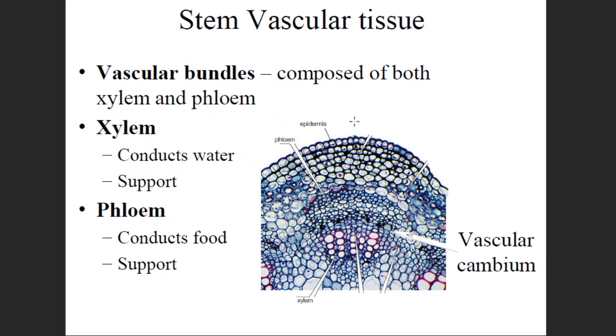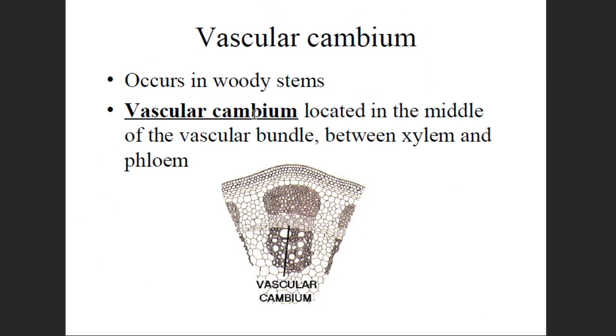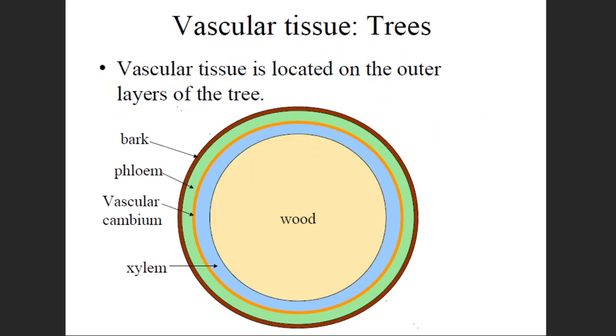The vascular tissues within a stem are the conducting tissues, xylem and phloem. Vascular bundles are composed of both xylem and phloem; xylem conducts water and provides support. Phloem conducts the food and also supports. Vascular cambium occurs within a woody stem. So cambium, this particular structure, can be seen in the woody stem. Vascular cambium is located in the middle of the vascular bundle between xylem and phloem, and it can be used in identifying the age of a plant.